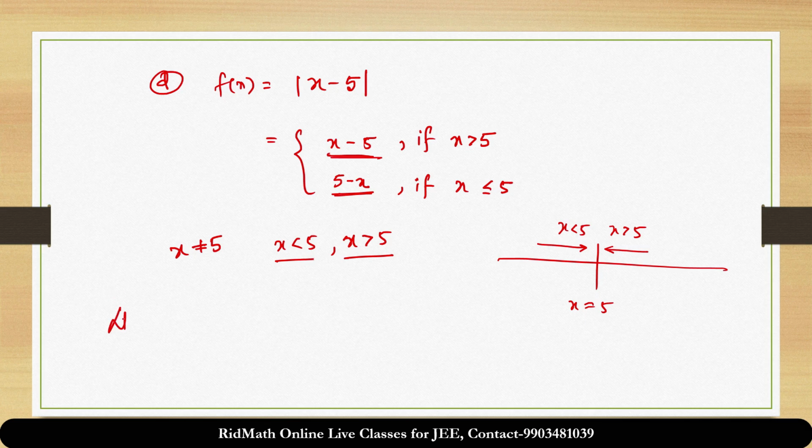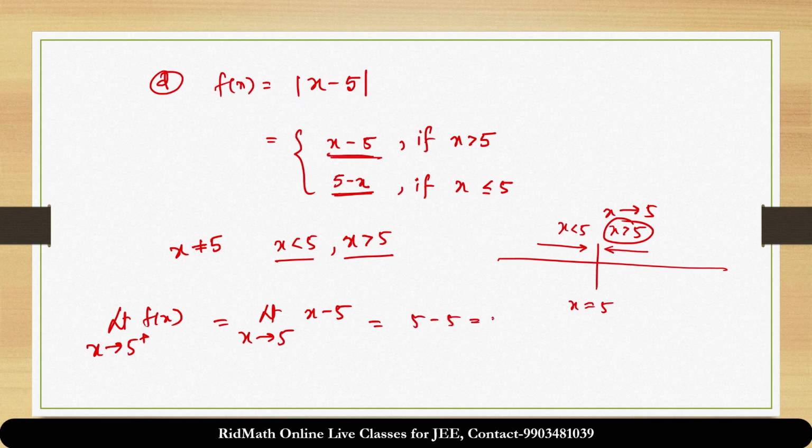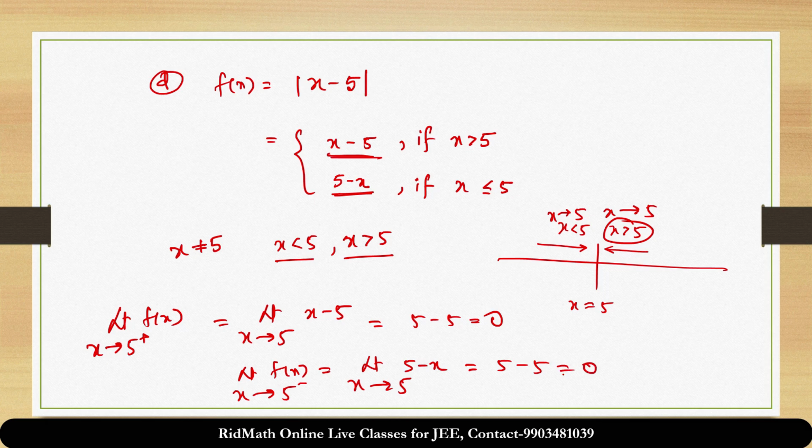So now let's check limit x tends to 5 plus f(x). So x tends to 5 plus means x is greater than 5 and x approaching 5. So that is equal to limit x tends to 5, in place of f(x) we will write x − 5. So that is 5 − 5 equal to 0. Now limit x tends to 5 minus f(x). This is x less than 5 and x tends to 5. That means limit x tends to 5, in place of f(x) we will write 5 − x. So that means 5 − 5, that is equal to 0.